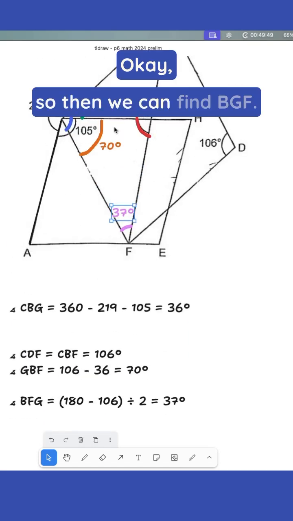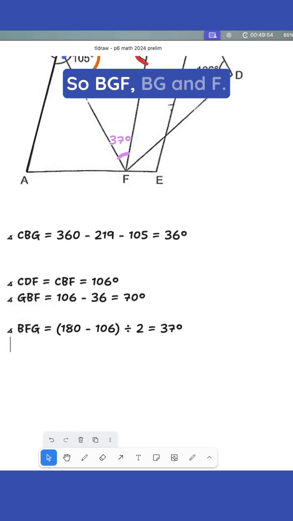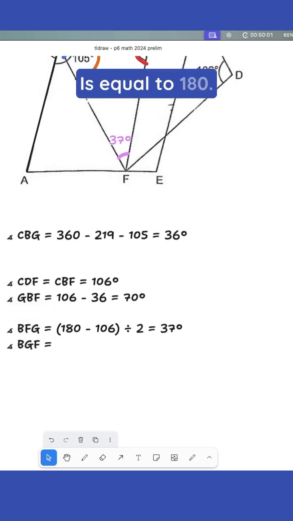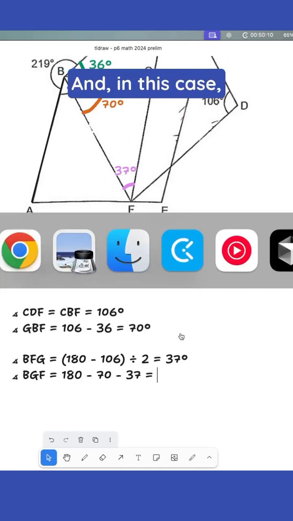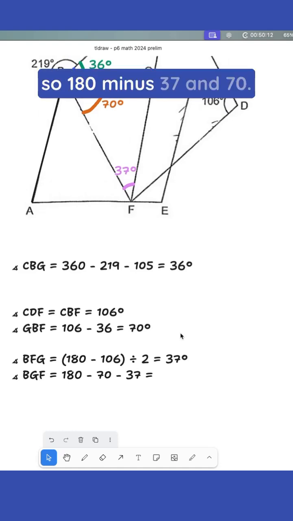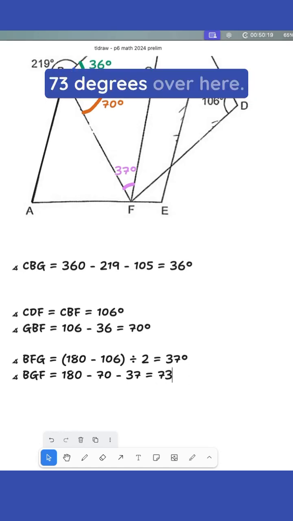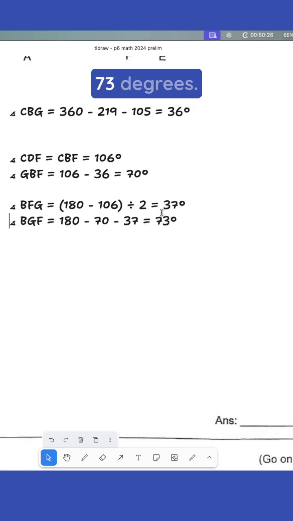Then we can find BGF. Angle BGF is equal to 180 minus 70 minus 37. So 180 minus 37 and 70, and this will give us 73 degrees over here. So there you go. The answer to this is 73 degrees.